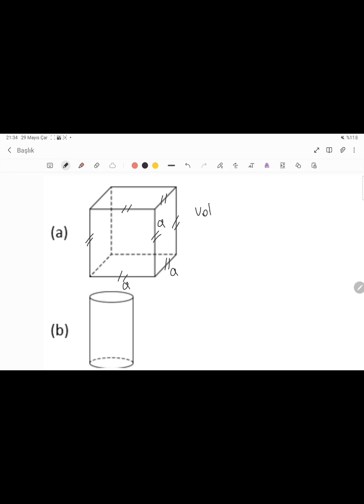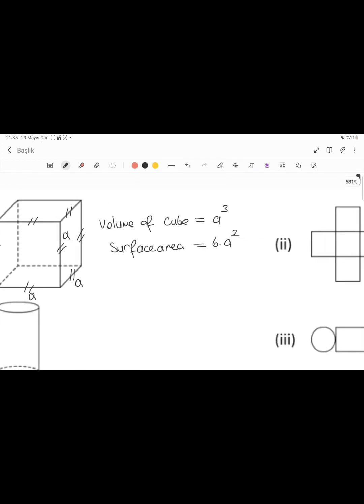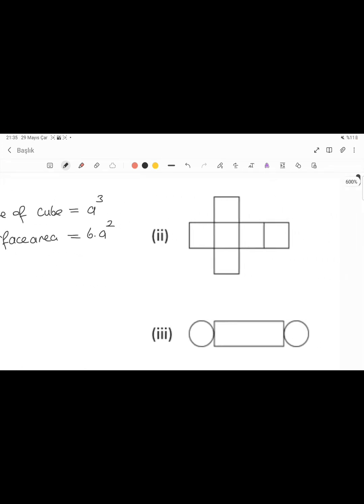The volume of the cube is equal to A cubed, and the surface area is equal to 6 times A squared. Let's show how we find the surface area in the expansion of the cube.